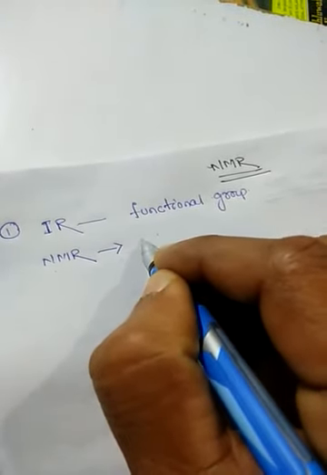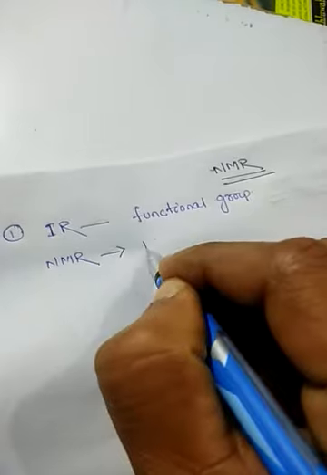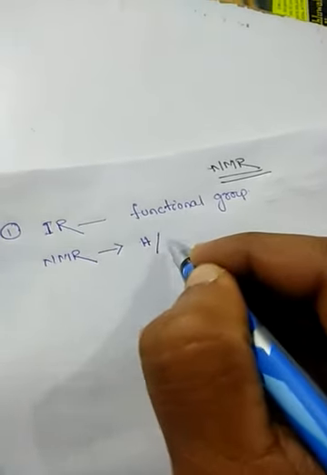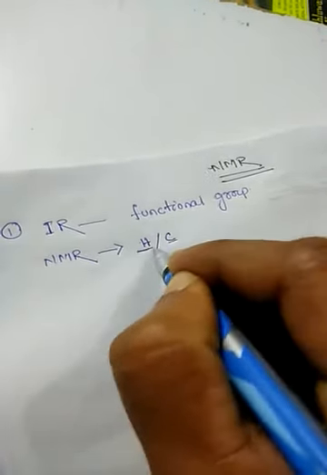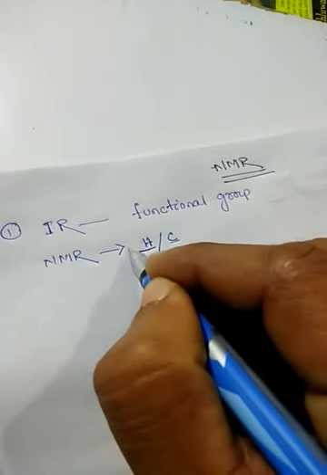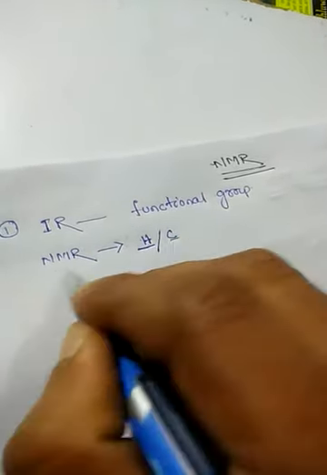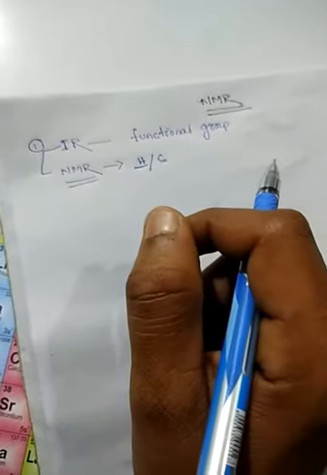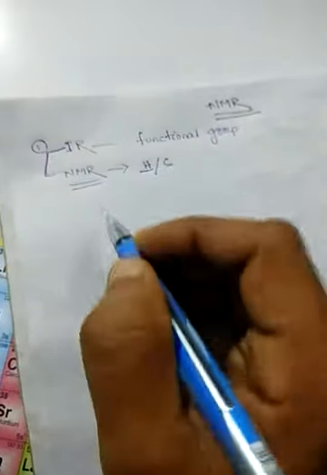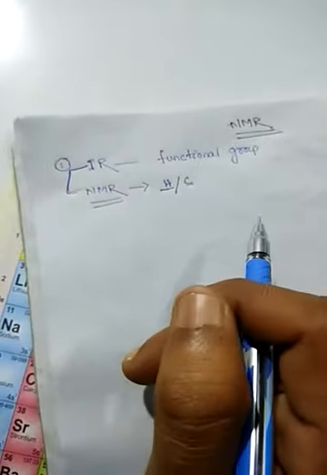NMR provides the type of atom, suppose hydrogen NMR or carbon NMR, the type of hydrogen atom and its magnetic surroundings, or magnetic environment. Both IR and NMR provide information about the structure of a molecule, and the structure of an unknown molecule is provided by IR and NMR.